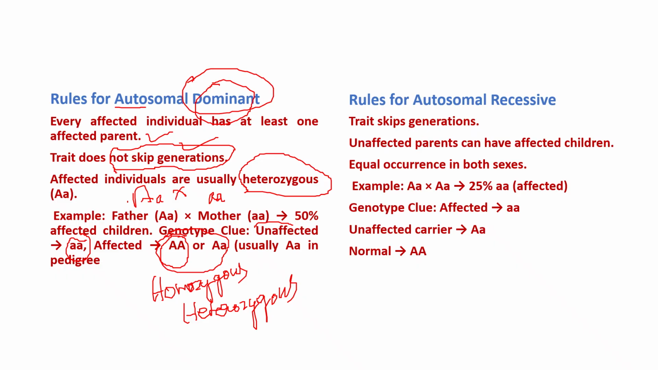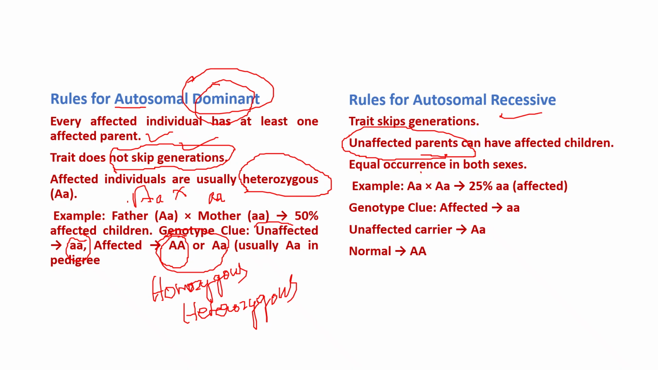Then next, what are the rules for autosomal recessive? Here in the autosomal recessive, the trait skips the generation. In one generation you will see the affected trait, in the next generation you will see normal, and in the following generation you will see the affected one again. Unaffected parents can have affected children. There is equal occurrence in both sexes.